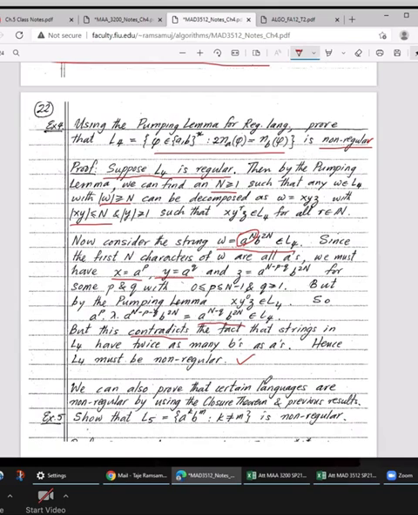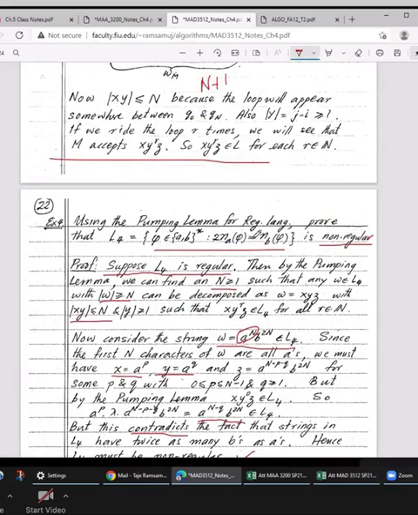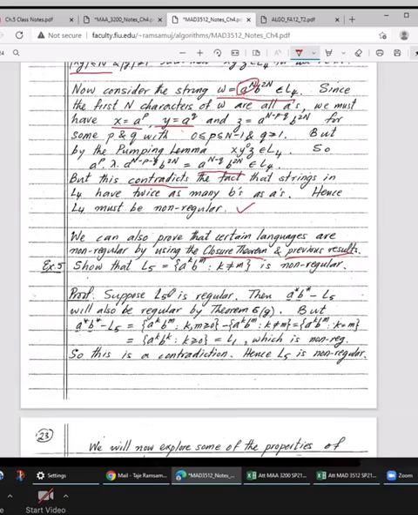Now, we can prove other languages are non-regular by using closure theorems and previous results. So this is not the only way to prove languages are non-regular. So, let's look at this example. Show that L5 = {a^k b^m : k is not equal to m} is non-regular. So you're thinking, man, how are you going to get a contradiction like that? It's going to be difficult. That is true. It's difficult to get a contradiction from this, right?